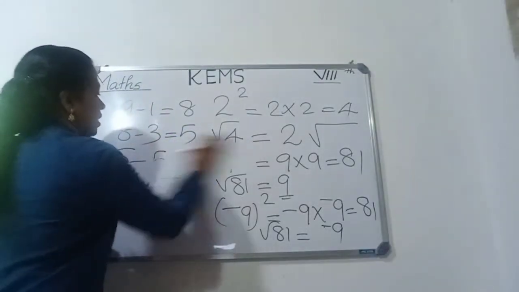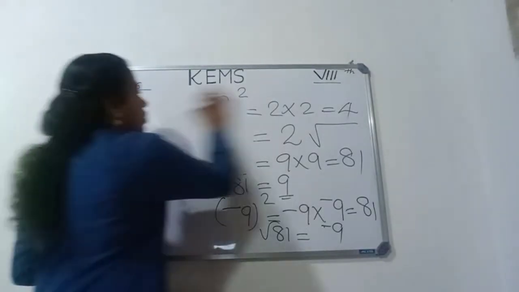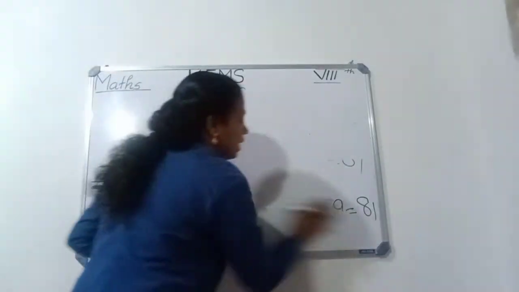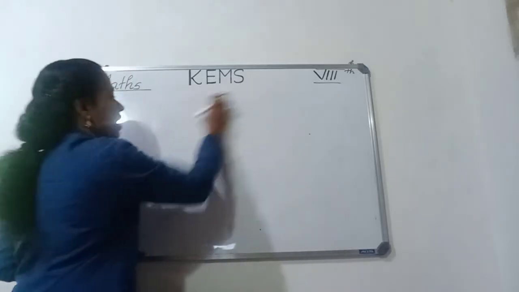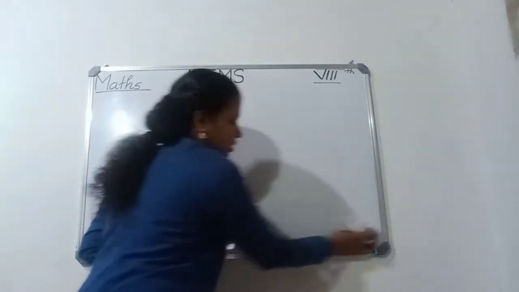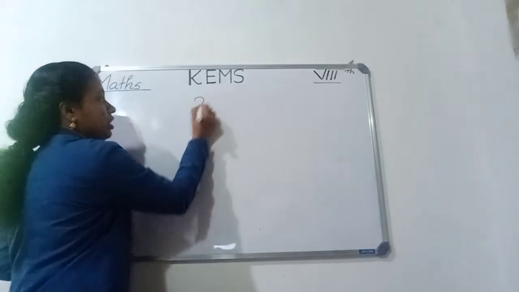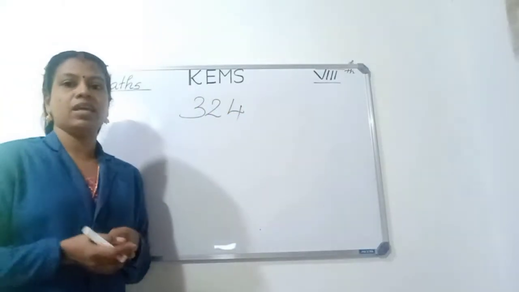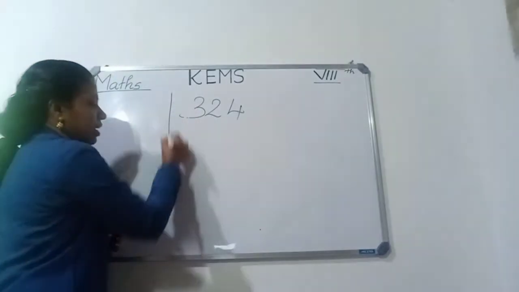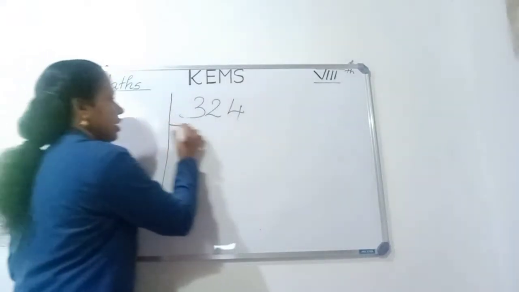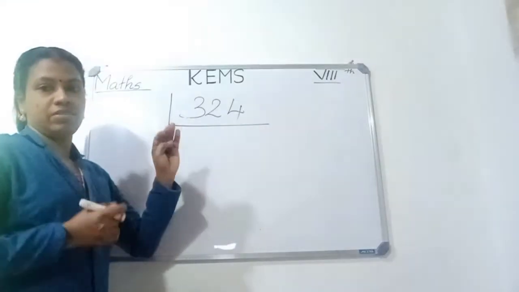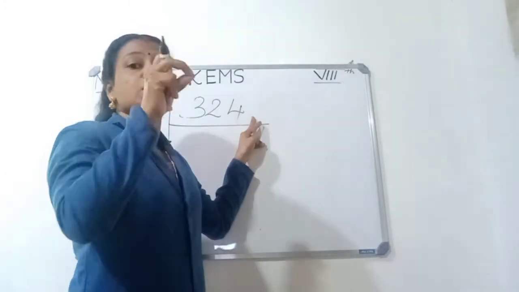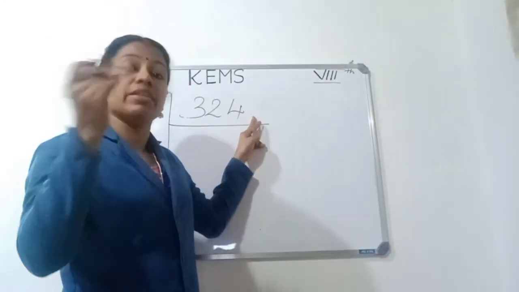Prime factorization. Find the square root of the number 324 using the prime factorization method. Okay, so prime factorization means downward division. Choose the first divisor. I told you to choose smaller prime numbers as the divisors.